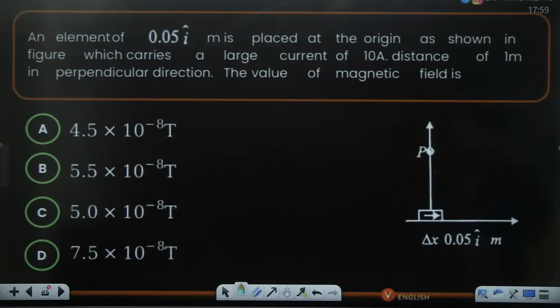So there is an element which is placed at the origin and it carries some current. The distance of 1 meter, what is the value of magnetic field?